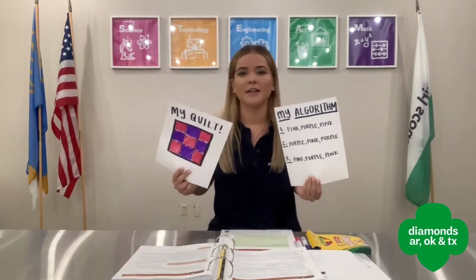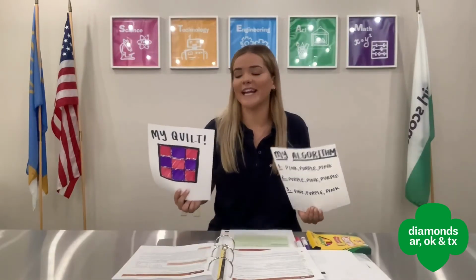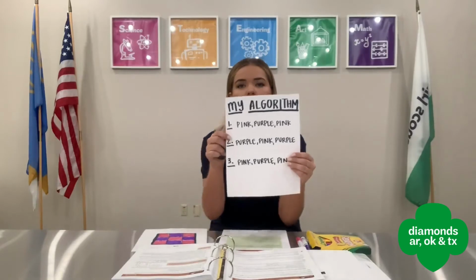So explain to your Brownies that you are writing your algorithm for your quilt so that somebody else can recreate it if you maybe weren't to finish it or you wanted one that was just like your quilt. You need a clear list of instructions, a clear list of steps, like your algorithm, for someone else to do that for you. So work with your Brownies to create your algorithm for the quilt that you made together. And it will just be a list of steps that looks just like your quilt.